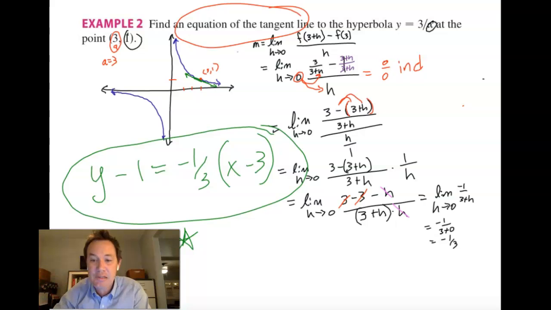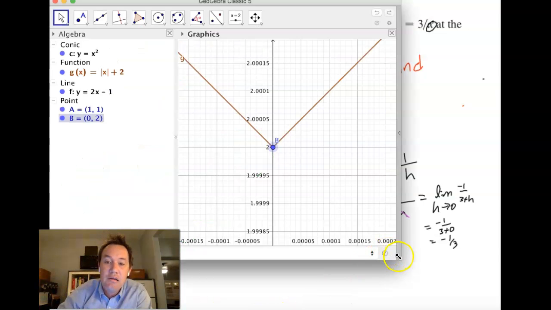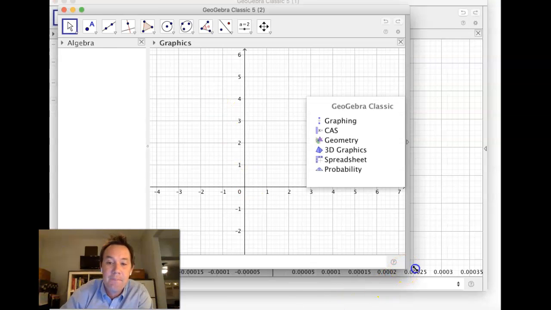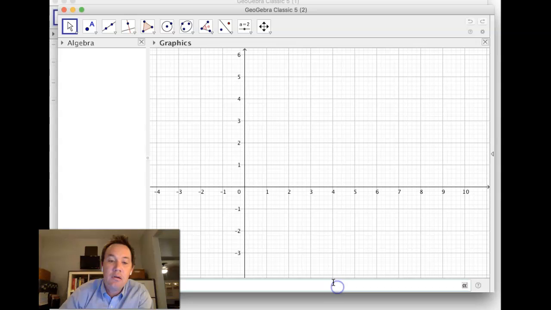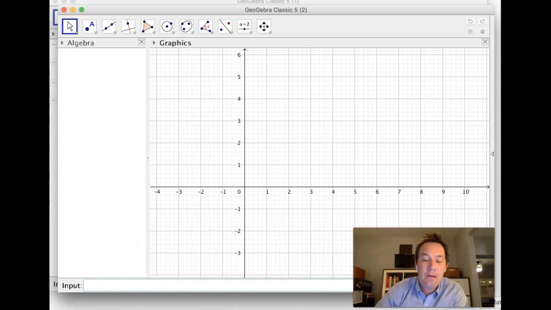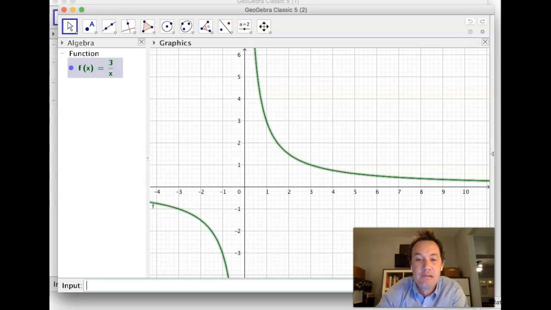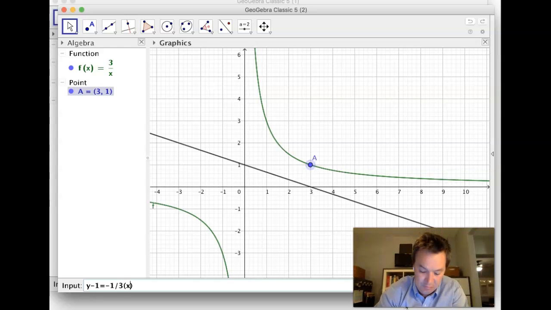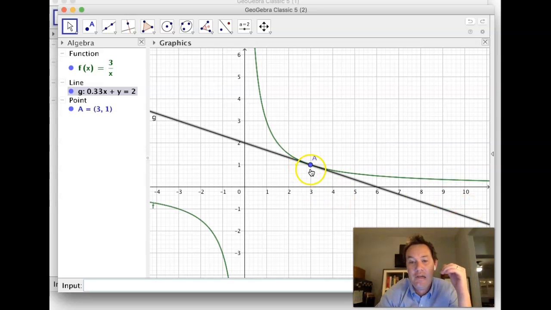Let's go ahead and check that once again in GeoGebra to make sure that it looks like it's the correct answer. Oh, I zoomed way in. Let me just get a new, there we go. All right, so our function is 3 over x. The point that we want the tangent line at was (3, 1). The equation we had was y minus 1 equals negative 1/3 times x minus 3. Boom. Tangent at that point.